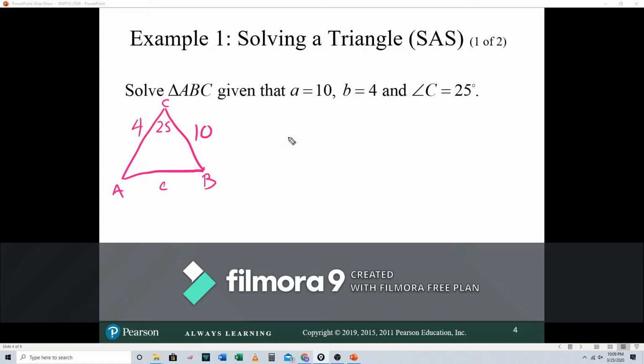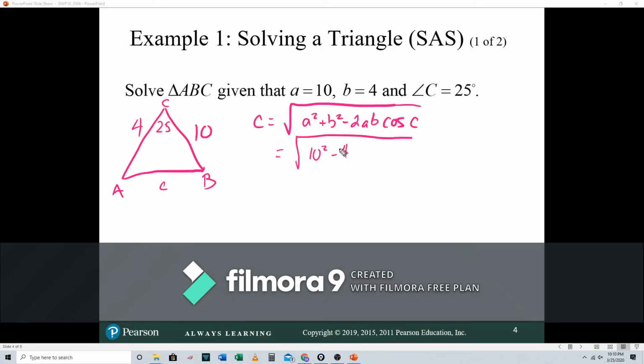So using the law of cosines, I know that C is equal to the square root of A squared plus B squared minus 2AB cosine of C. Let me delete that because I didn't put any numbers in. So that's going to be the square root of 10 squared plus 4 squared minus 2 times 10 times 4 times the cosine of 25 degrees.